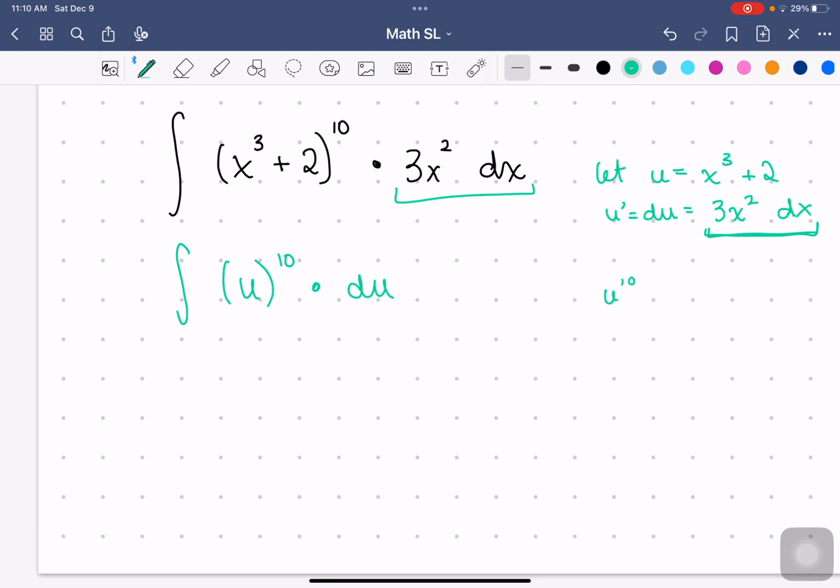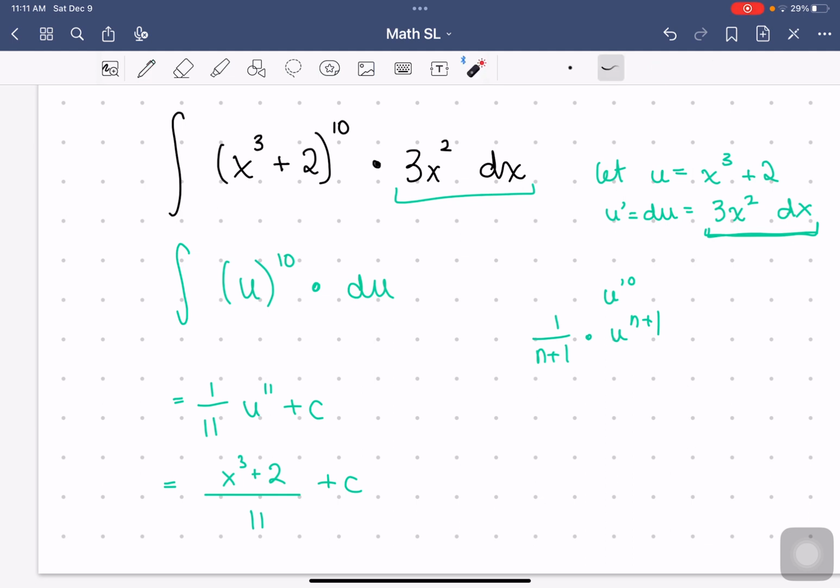What we're going to do is 1 over n plus 1 times u to the power n plus 1, which is our integrating. So I'm going to put an equal sign, and I'm going to cancel out these. But don't cancel them out on your paper. So we're going to have 1 over 11 u to the power 11 plus c. And hey, look at that. We're going to replace our u again with x cubed plus 2, over 11 plus c. And boom, that's our integral.